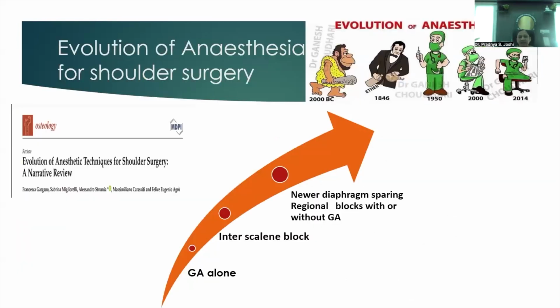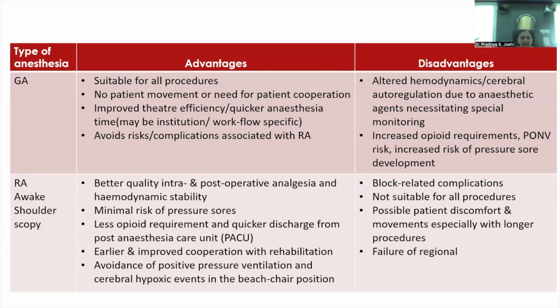Thus, when we look at the evolution of anesthesia for shoulder surgery, it was only GA which was previously thought of, as it was an upper limb procedure. In 1970, Winnie discovered the interscalene block, and this changed the whole scenario, where regional anesthesia came into play for shoulder surgery. And now we have many newer blocks in regional anesthesia, which have evolved the anesthesiologist, as shown in the picture. Now, what are the disadvantages and advantages when we consider general anesthesia and regional anesthesia?